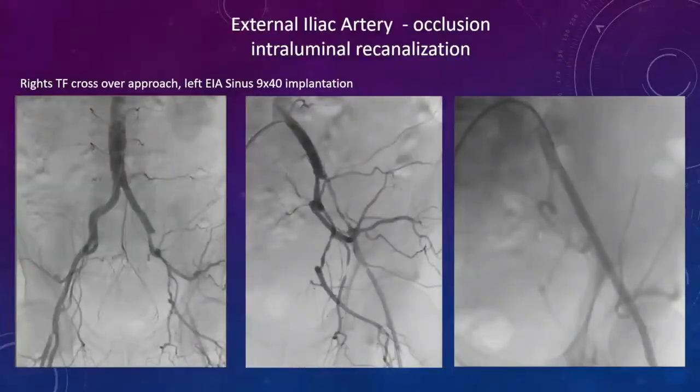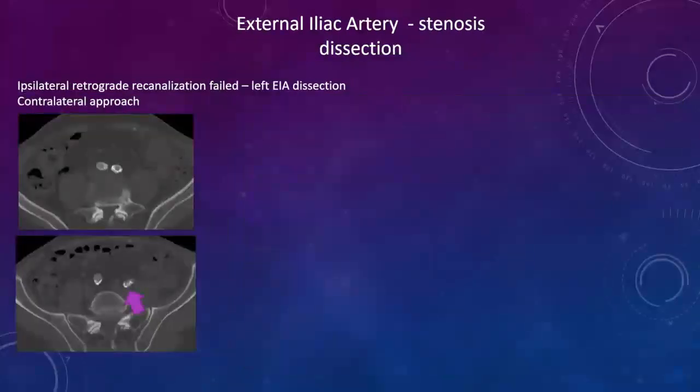Another great scenario is when you have an occlusion. In this situation, we had the occlusion of the external iliac, and the intraluminal recanalization was successful. We ended up in the common femoral artery with a wire, and the lesion was stented by a self-expandable stent with a nice result.